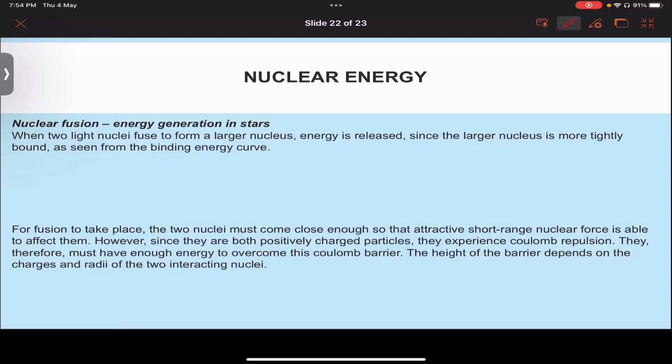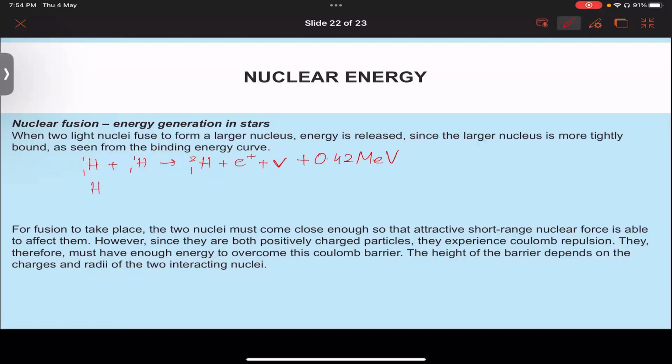Some of the reactions that happen: two hydrogen atoms fuse together, so you have 1H plus 1H, which gives out one positron, plus a neutrino, plus energy. So this is your fusion.